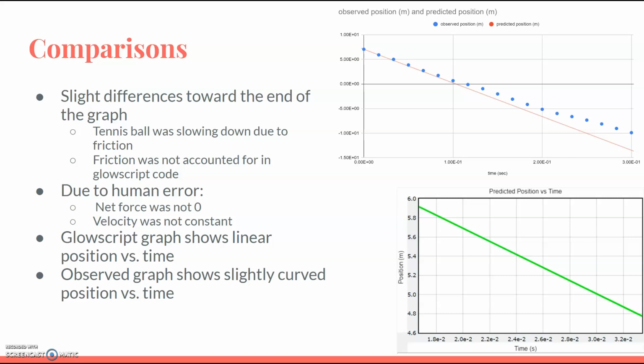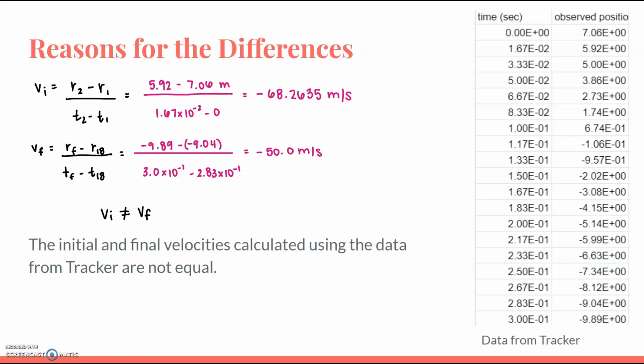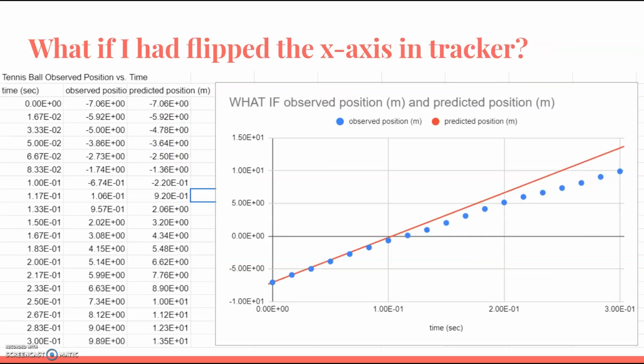However, the observed graph shows a slightly curved position versus time, indicating there was some net force acting upon the tennis ball. Now, the reason for this difference, as I mentioned, is that we used the initial velocity, as I show calculated at the top of this slide, which was a negative 68.2635 meters per second. However, the final velocity was closer to negative 50 meters per second, which is quite different.